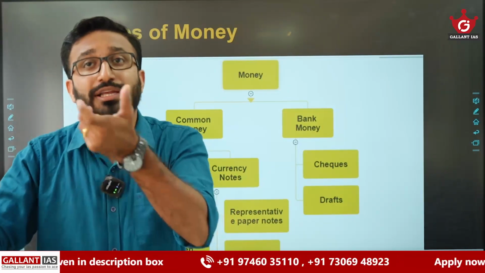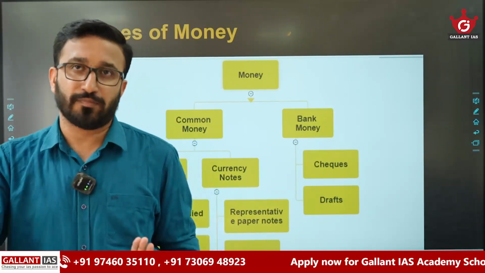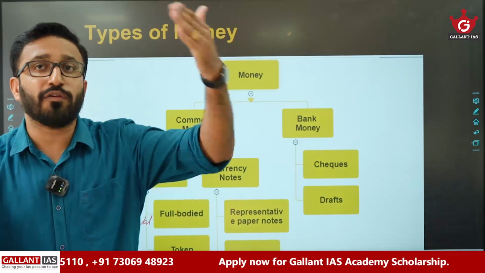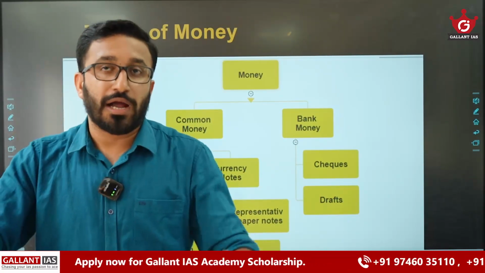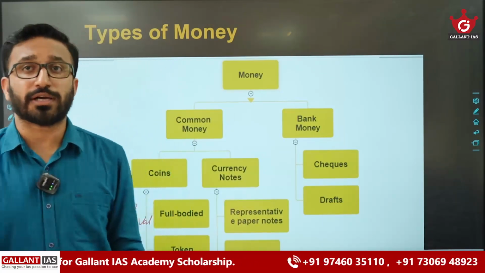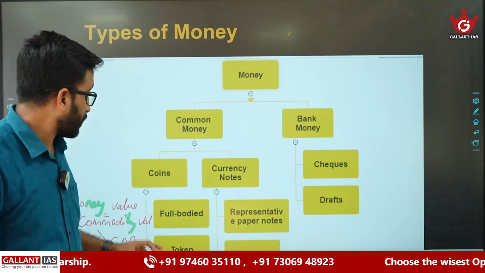But the actual commodity that is used to create the coin will be less than 10 rupees. So money value will be greater than commodity value in case of token money, and money value will be equal to the commodity value in case of full bodied money.